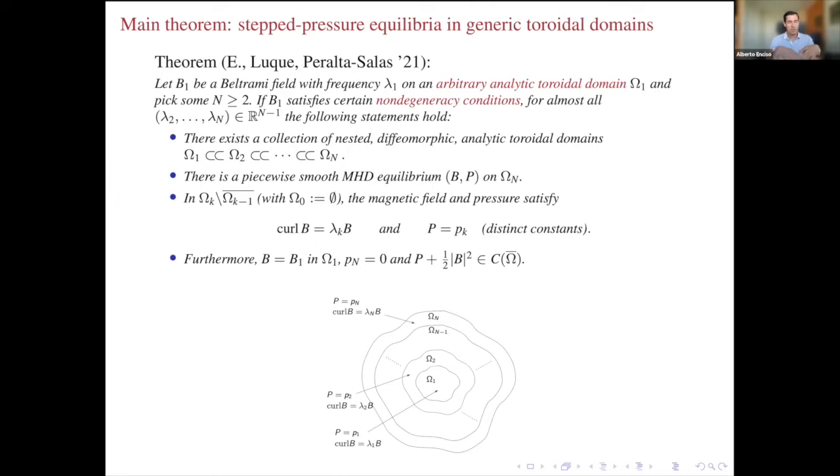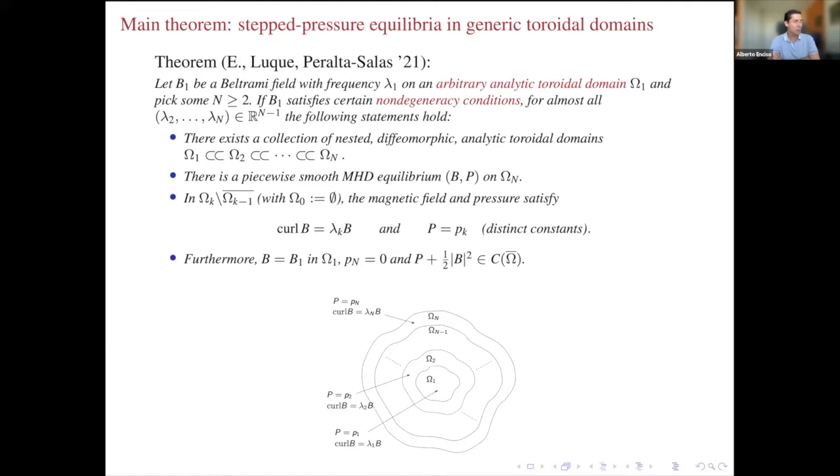Then what we can do is construct a collection of nested toroidal domains, omega 1 contained in omega 2, contained in omega 3, all the way to omega n for any n we want. These domains are essentially small thickenings of the original domain we had. What we claim is that if we take the larger domain, which we are calling omega n, there we have a piecewise smooth MHD equilibrium.